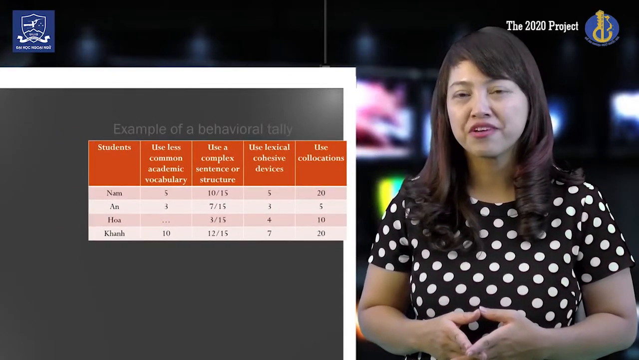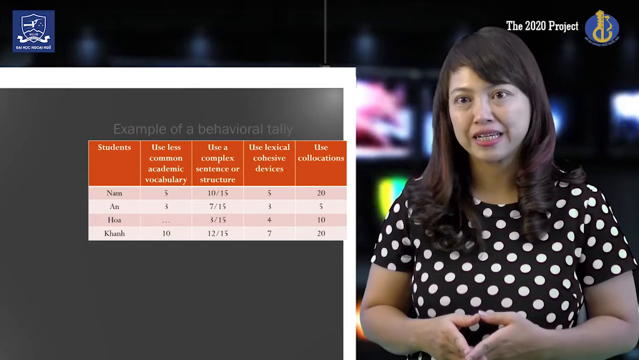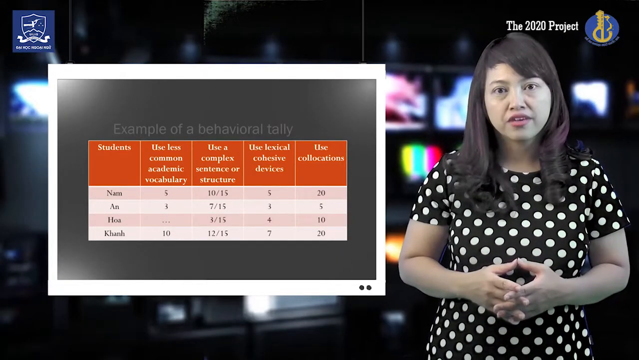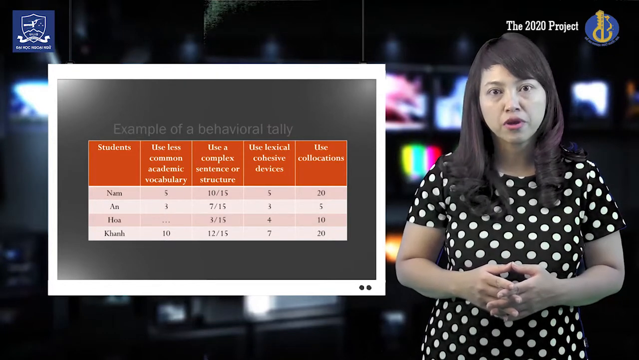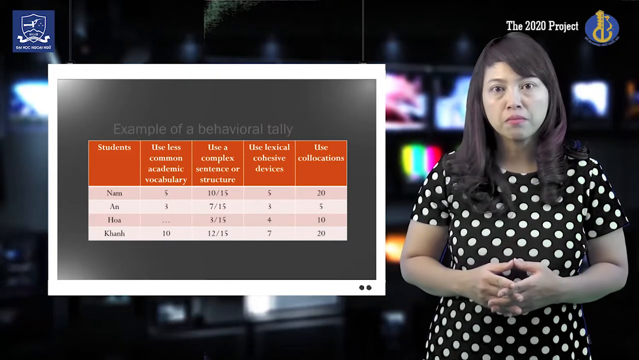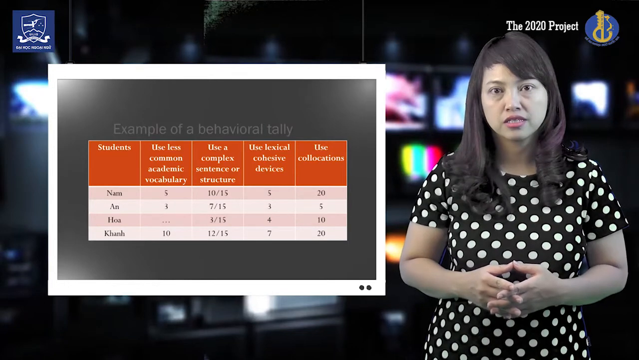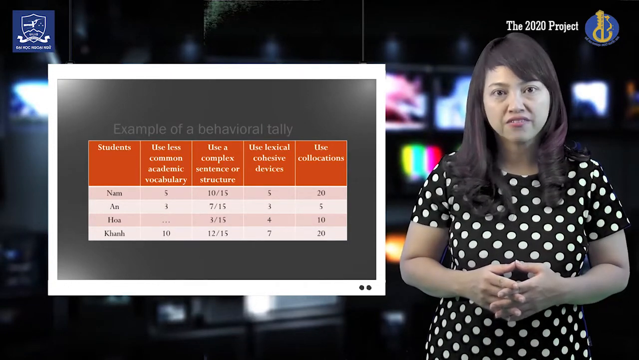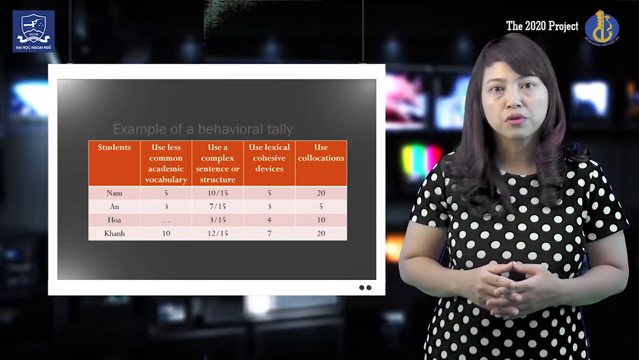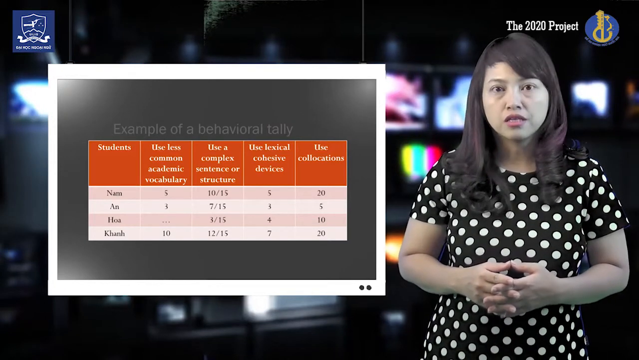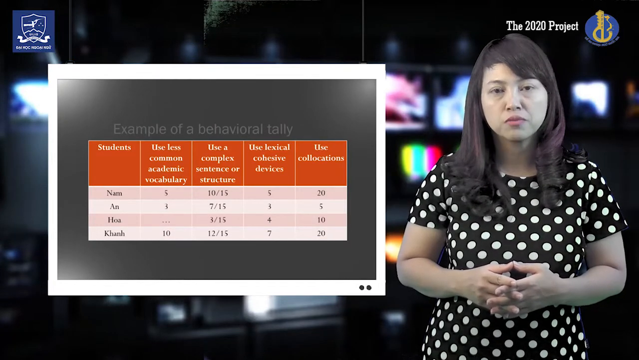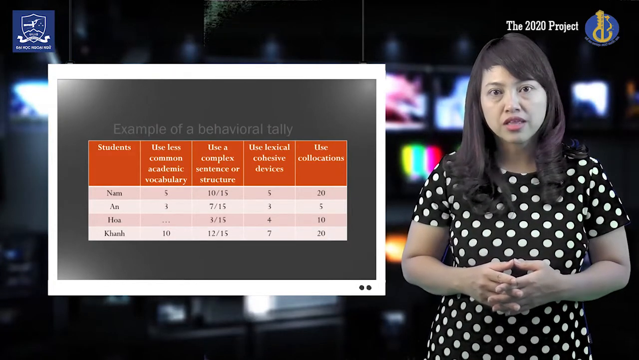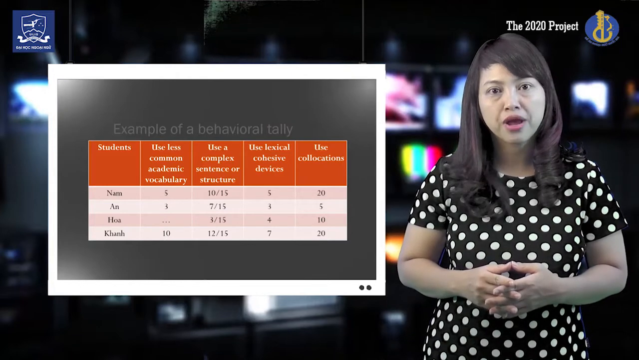This tool is very useful for keeping track of a clear list of behavior that the teacher knows for sure will happen. But the tally does not always include many behaviors, as teachers cannot have enough memory and attention to count. This is one example for a behavioral tally sheet in the skill of writing. The four behaviors the teacher wants to observe are the use of less common academic vocabulary, the use of complex sentences or structures, the use of lexical cohesive devices, and the use of collocations. The teachers can study students' writing and record the number of times students perform these actions so that they can closely check student progress over time.